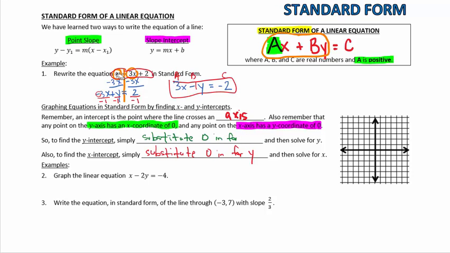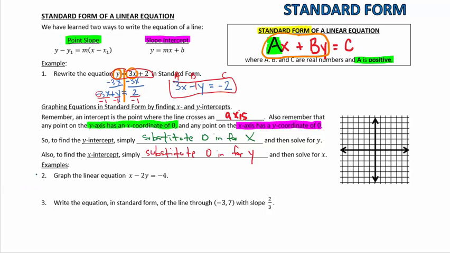On the y-intercept, I'm going to substitute 0 in for x, because on the y-axis every x is the same. So I'll substitute 0 in for x. Every value of x on the y-axis is 0. So substitute 0 in for x.